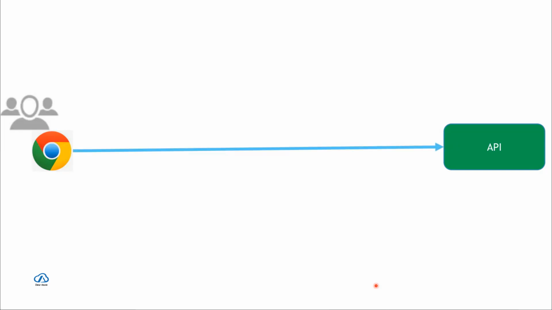Let's assume that we have a group of users using the Chrome browser, and we also have an API in our system. The Chrome browser is going to interact with the API to get some data, and then the API is going to respond back to the Chrome browser, or the client application, with the data that they asked for. So far, it's a real-time request response fashion between the Chrome browser and the API.